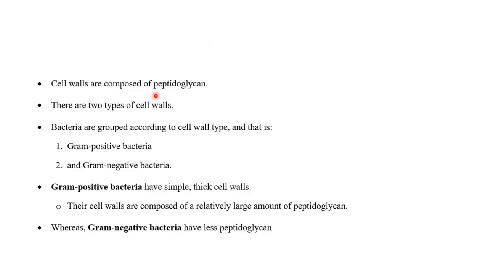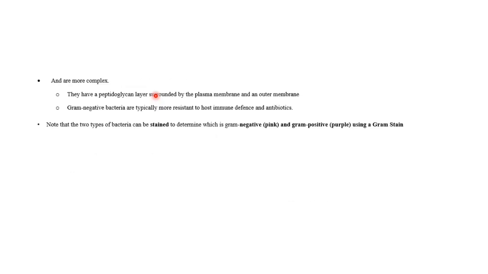And I'm going to show you hopefully during this session what peptidoglycan is. And if I don't show you by the end of this session, we will do it when we are tackling the past question papers, because they didn't explain it quite extensively in these notes. So that's the difference between gram positive and gram negative: gram positive have a thick, simple cell wall composed of a relatively large amount of peptidoglycan, but gram negative have less peptidoglycan.